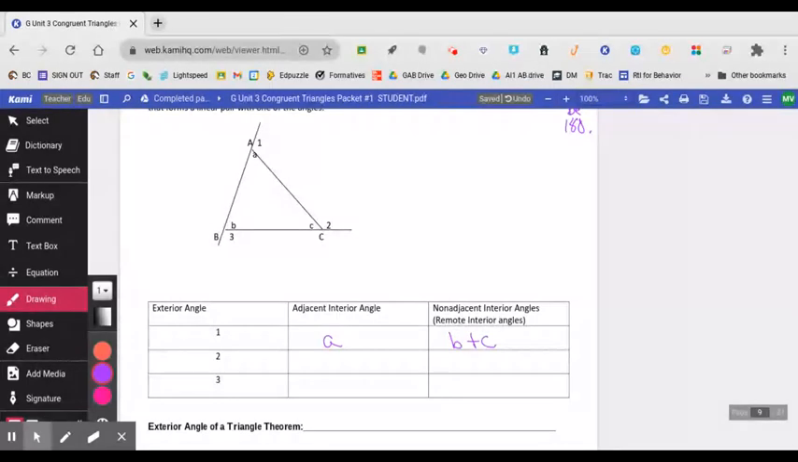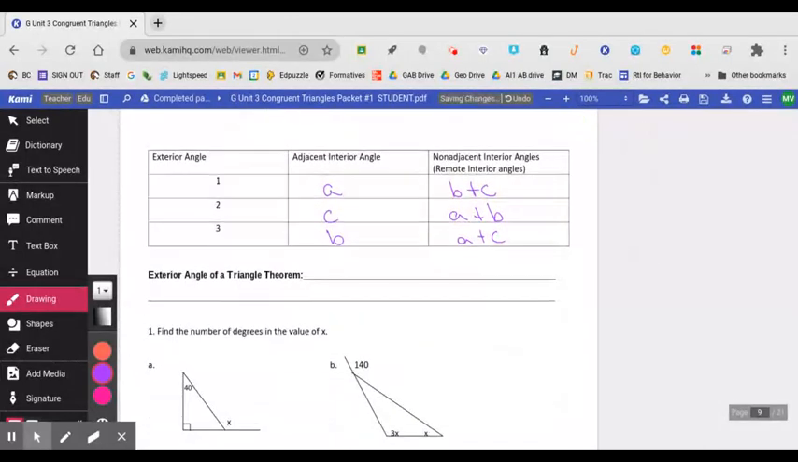So then if we look at angle 2, the angle that's adjacent is C, and the two that are away from it are A and B. And then angle 3, the angle that's adjacent is B, and the two that are away are A and C.